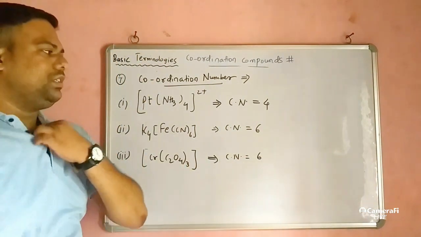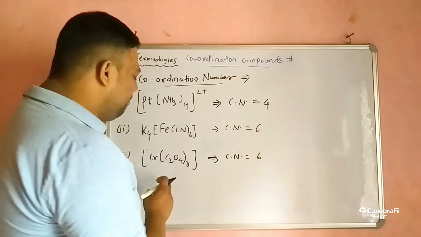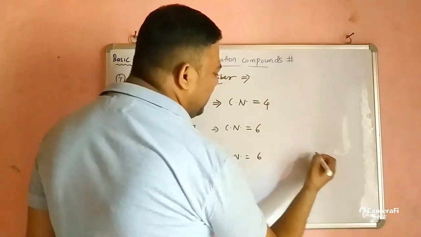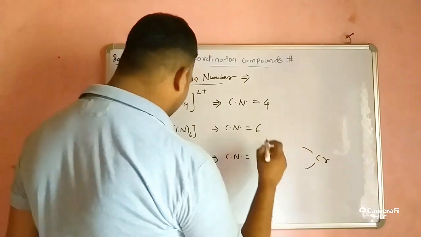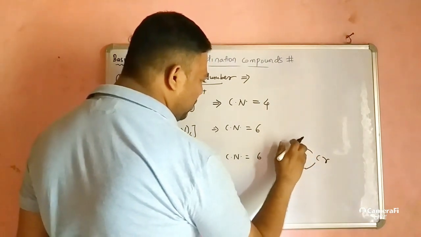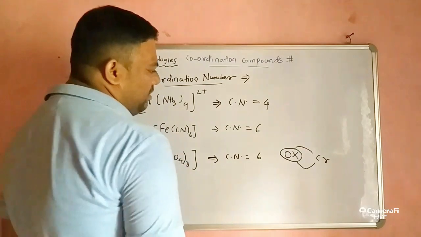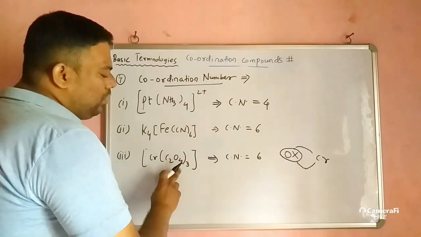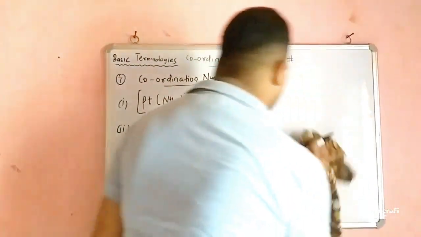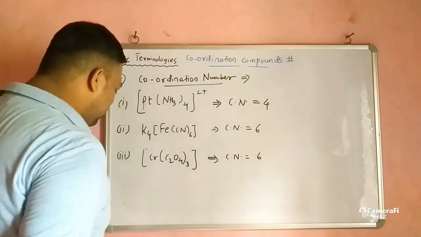Why 6? Because what will happen, with the central metal atom Cr, this C2O4 is a bidentate ligand, so it will join like this, oxalate. C2O4 is written as ox, the oxalate ion. Ox means it takes two donor sites, that's why it is a bidentate ligand. So for 3, how much? 6. Therefore the coordination number of this complex, [Cr(C2O4)3], is 6, because it is bidentate, so 2 times 3 is 6. Therefore the coordination number is 6.